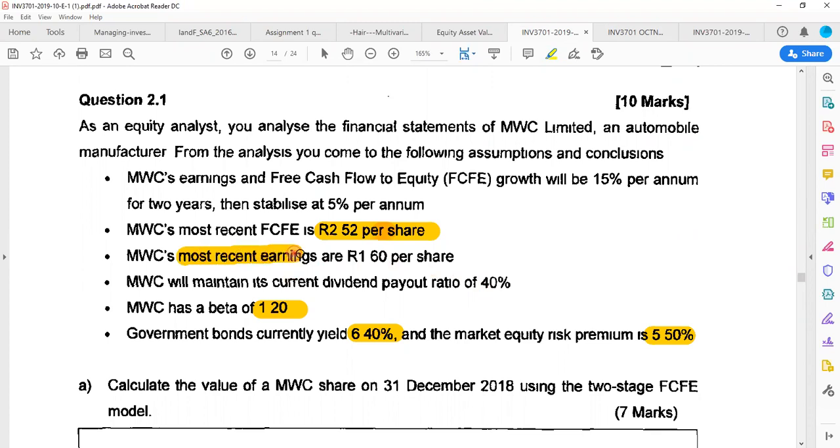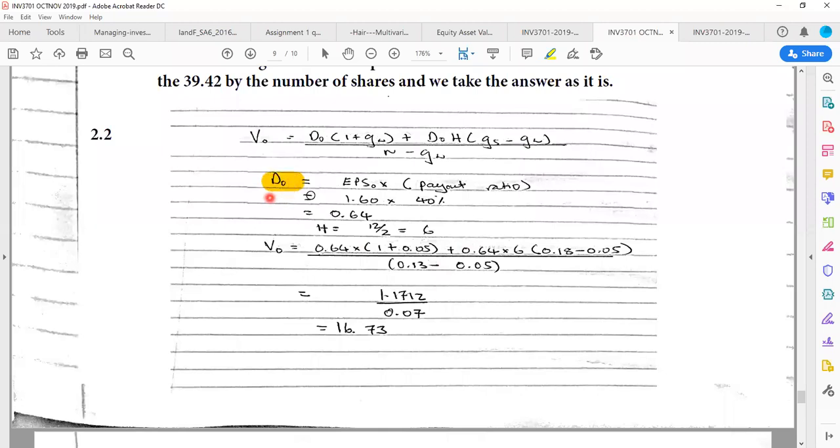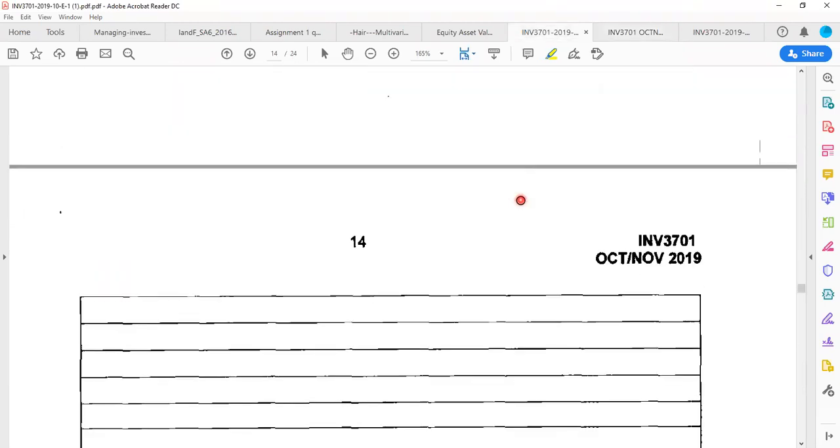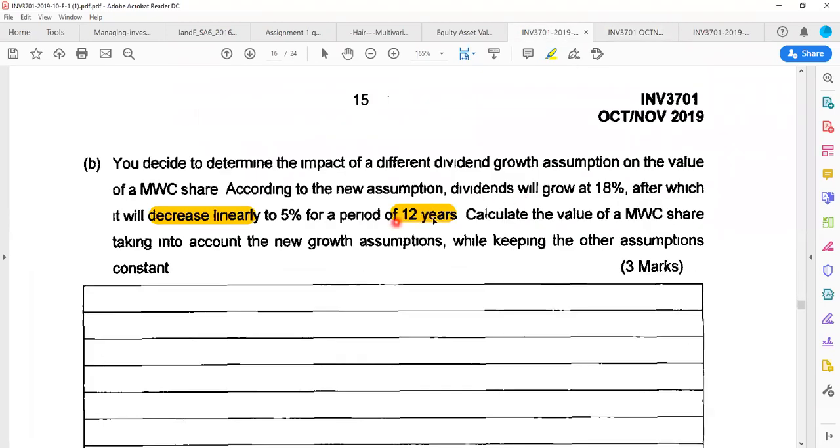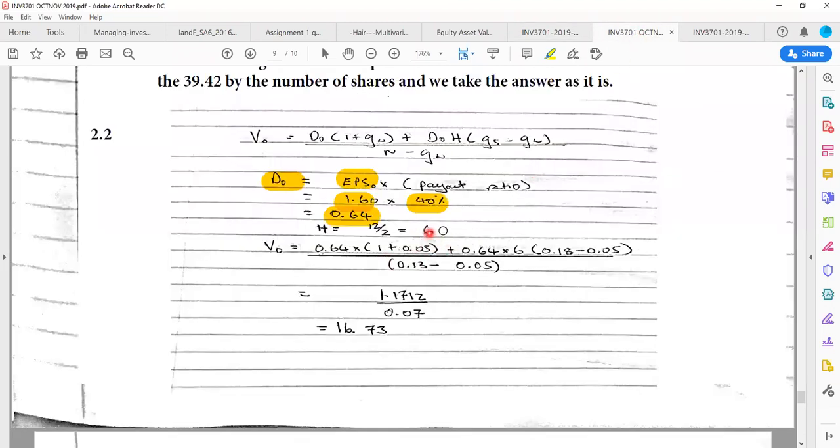And remember, because they gave us the most recent EPS, it means that what we are calculating here is the most recent dividend. But if they had given us the expected EPS, it would mean that we are calculating the expected dividend D1. So we take our EPS 1.6 multiplied by the payout ratio of 40% and we get 0.64. So that will be our dividend, right? So that's D0. And then H, the half years of linear decline, we just say the 12 years divided by 2, and that gives us 6.